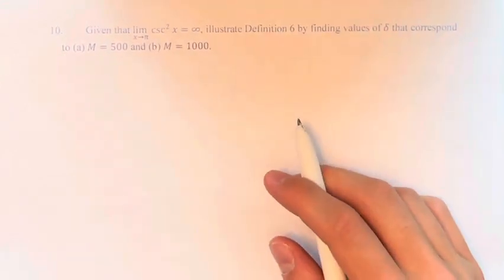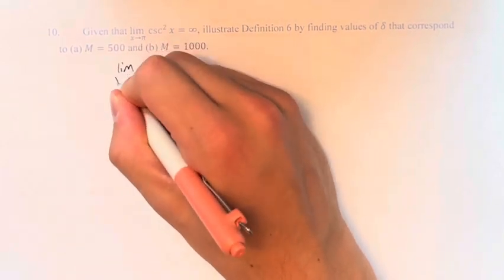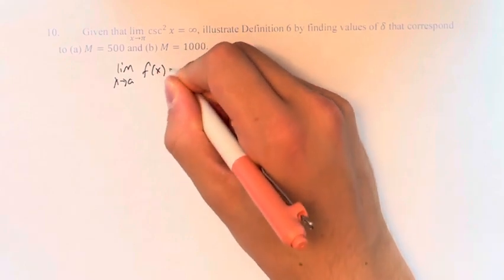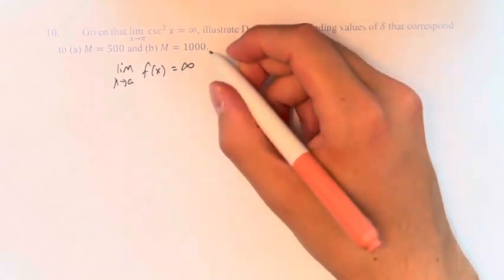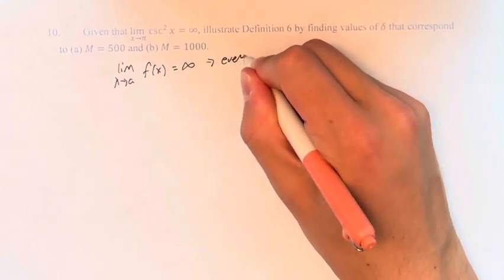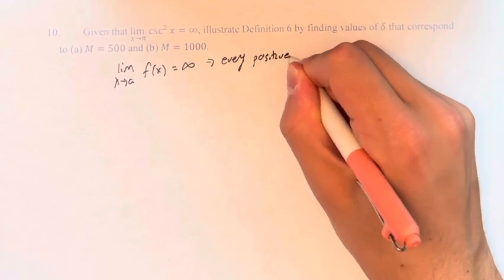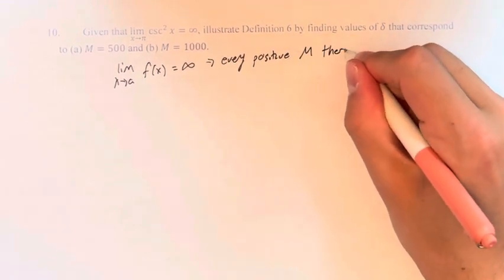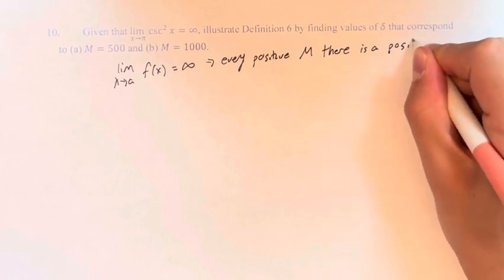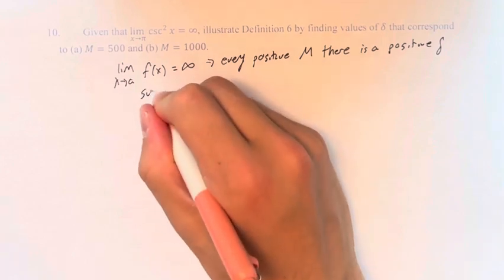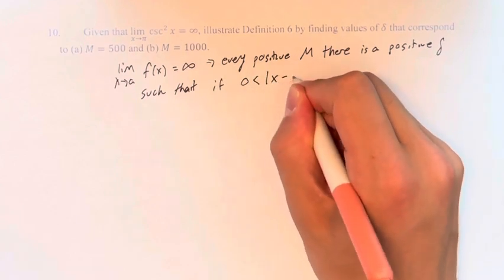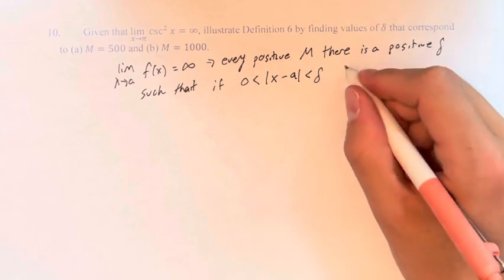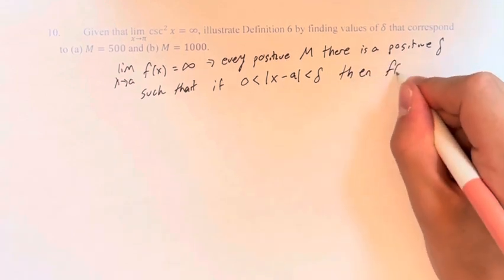What is Definition 6? Well, it's the precise definition of an infinite limit, which states that the limit as x approaches a of f of x equals infinity. This statement means that for every positive number M, there is a positive number delta such that if 0 is less than the absolute value of x minus a is less than delta, then f of x is greater than M.